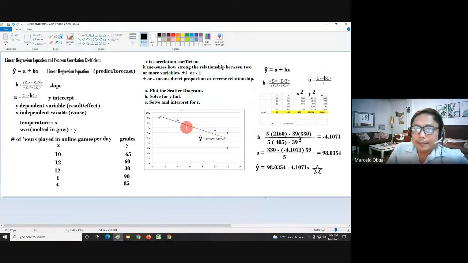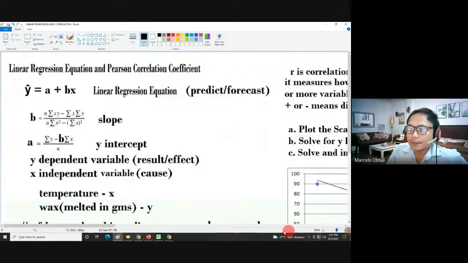Okay, so let's start na. First, you're asked to plot the scatter diagram. Okay, second, you are asked to solve for y hat, or y. And C, you're asked to solve and interpret for R. Okay, can you look at the screen, please?